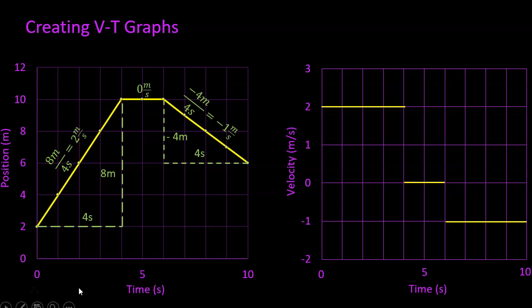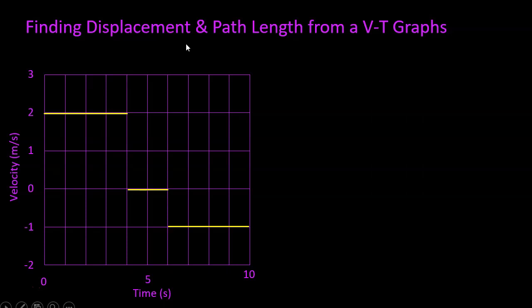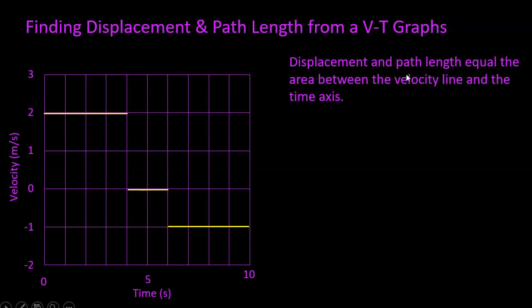Now let's move on and look at how we find displacement and path length from a velocity time graph. We're going to start and focus on displacement first, because finding path length is pretty simple once we understand the process for finding displacement. Here we've got our velocity time graph from the previous example. We're going to stick with this motion. To find the displacement and path length, they're equal to the area between the velocity line and the time axis. This is the velocity line, and this is the time axis. The displacement is equal to the area between those two.